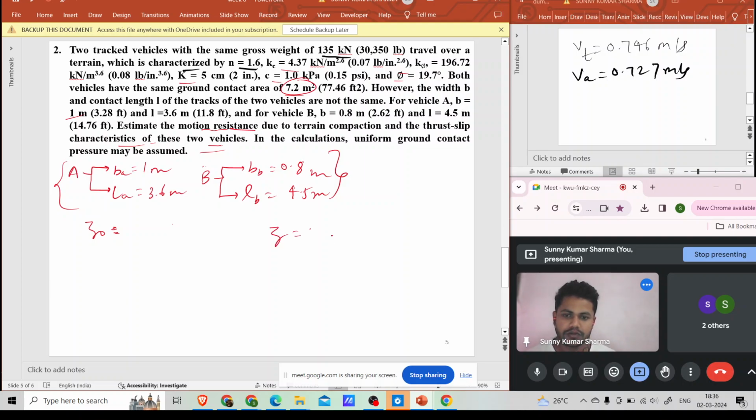So p is equal to K z to the power n. Do you remember this formula? From here you can calculate sinkage. This sinkage z is equal to p by K, where K is Kc by b plus Kphi, to the power 1 by n. This you do.